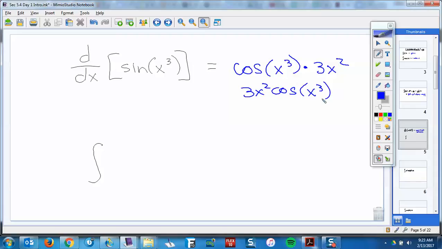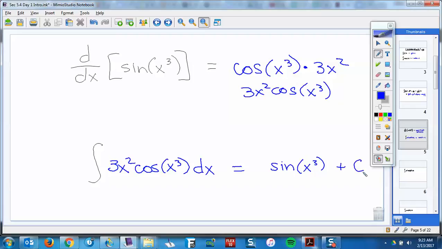Well, doesn't it make sense then that if we were going to do the antiderivative, the derivative of sine x cubed is this. Doesn't it make sense that the antiderivative of this should be sine x cubed plus c? Right? It's got to be. That's the whole point of an antiderivative. This is the antiderivative. That means the derivative of this should get us back to that, right? So now the question is, how in the world could you have looked at this and known that that was going to be the antiderivative?